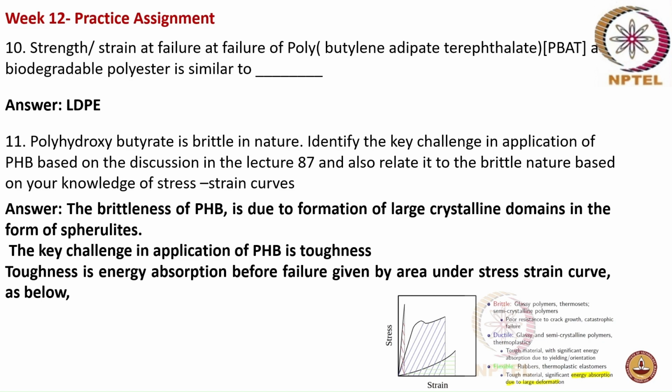it makes it challenging to use polyhydroxybutyrate in commercial application. And this brittle nature of polyhydroxybutyrate is basically because of the large crystalline domains, and they tend to form spherulites. Because of the large crystalline domains, they are brittle in nature, and this brittleness leads to a lower toughness, where brittle polymers show lower toughness.